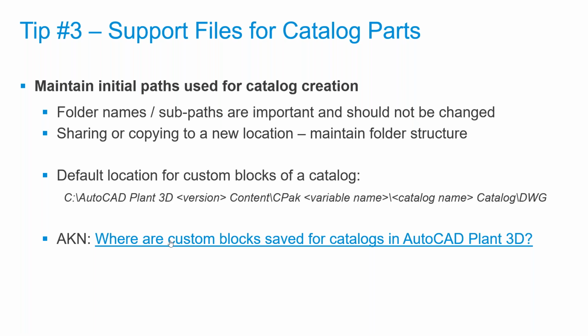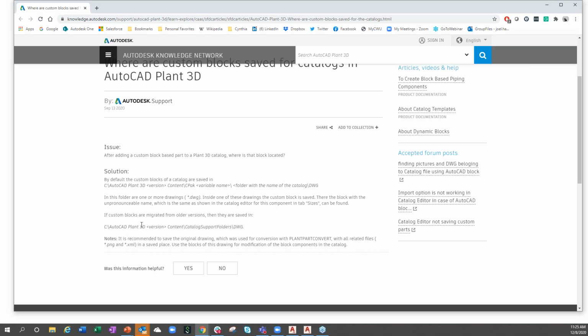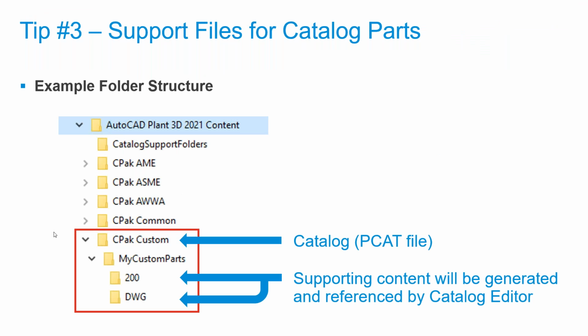And there is actually an AKN article here, which explains where the custom blocks are stored and saved for catalogs. So if you need this reference, it talks about that same content you see on the screen. An example folder structure here is the AutoCAD Plant 3D 2021 content, which is your shared content folder. Underneath that is a particular catalog. It's pointing to that catalog folder, and that's the PCAT file. The PCAT file is typically going to be living inside of that folder.